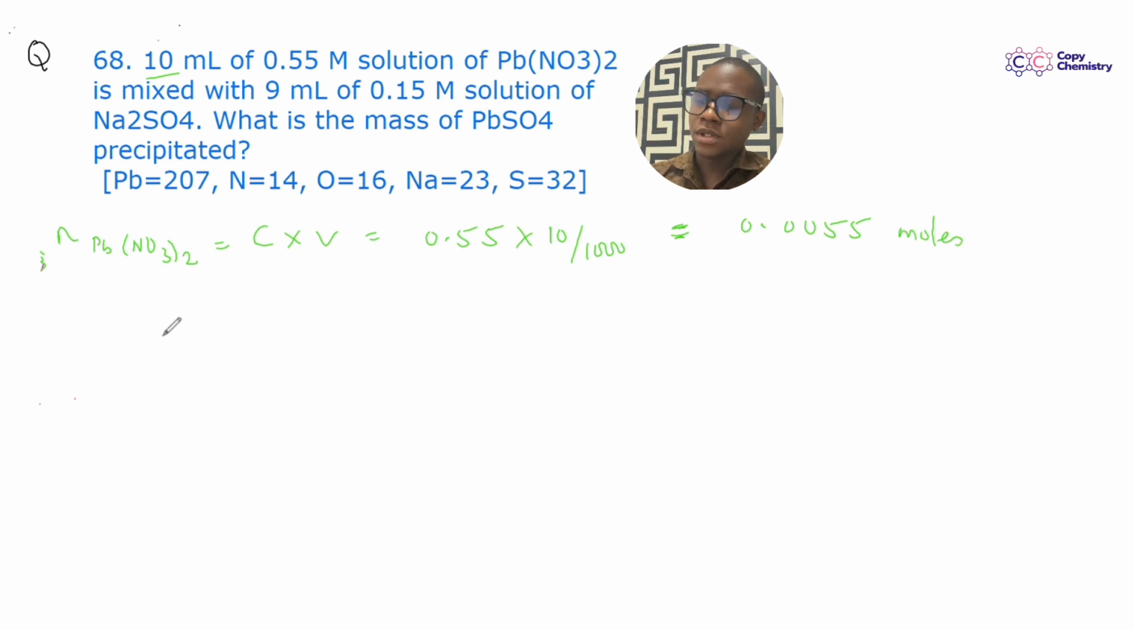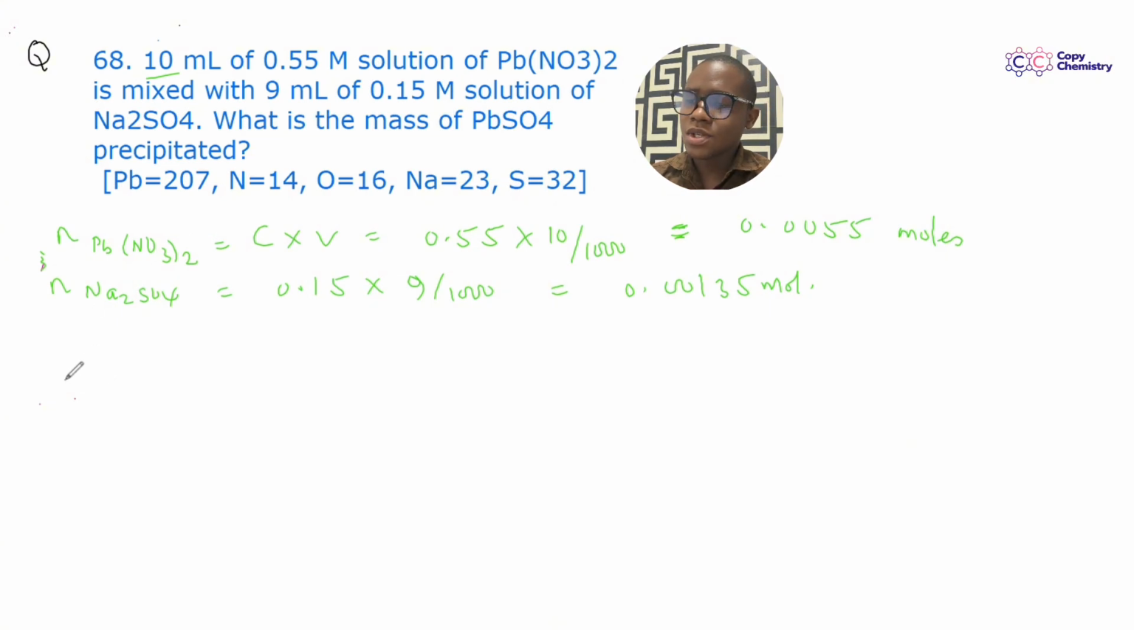When I solve everything. And then similarly, let's do for Na2SO4. So what's it going to be? Concentration, 0.15, multiplied by the volume, 9. Again, I have to divide it by 1,000, tell me why in the comments. And that gave me 0.00135 mole.